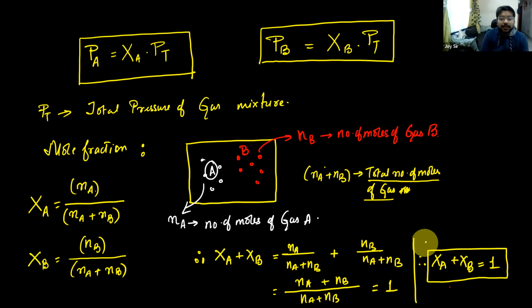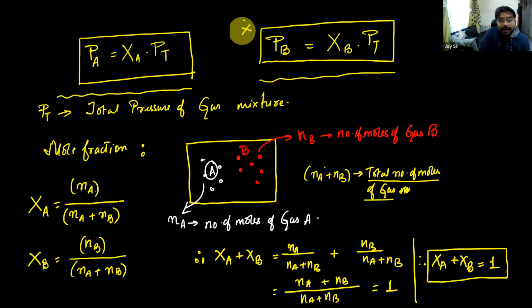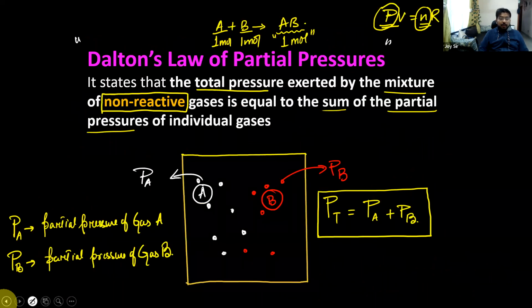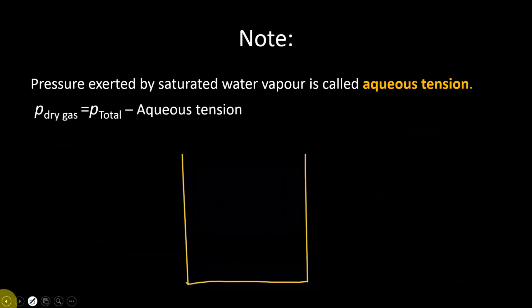Dalton's law of partial pressure ends here. These are the formulas we might have to apply. This is not as important, but the partial pressure of a gas we might have to find out. How XA is found and how XB is found, that we have explained here. If there is any confusion regarding that, you can tell me. Dalton's law of partial pressure, clear? Yes, sir. Okay.